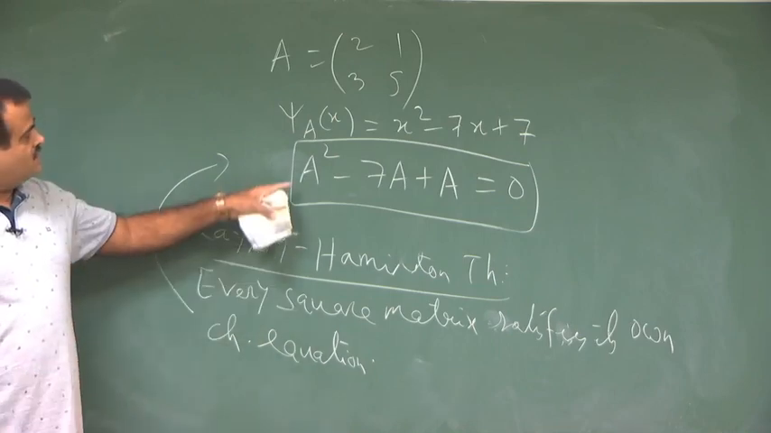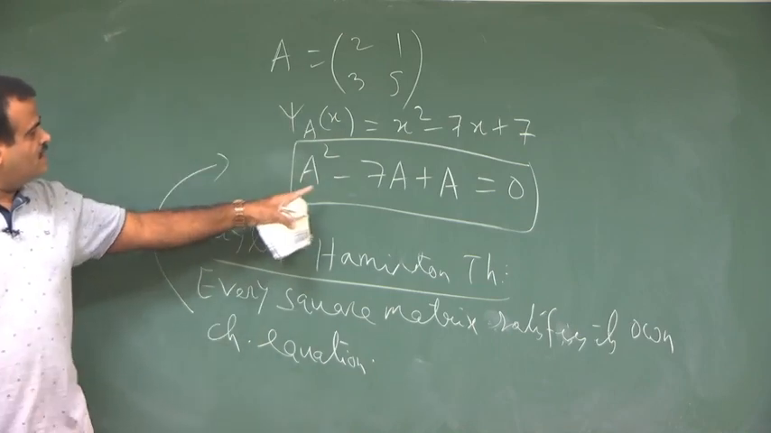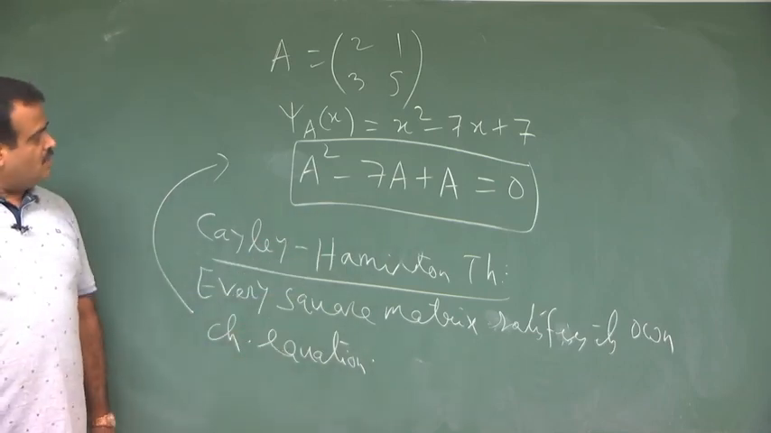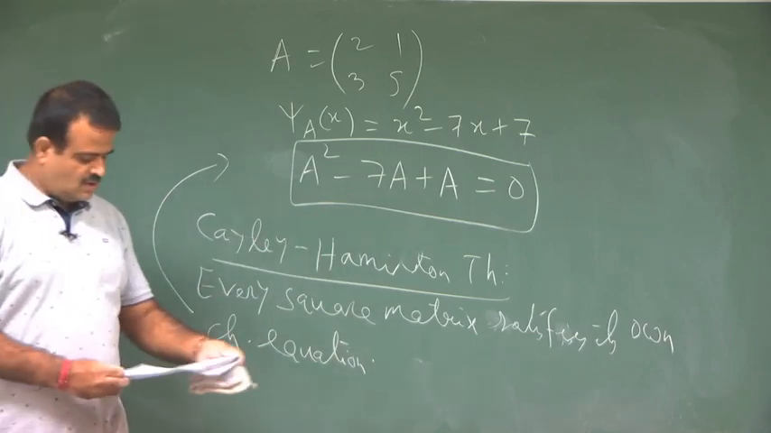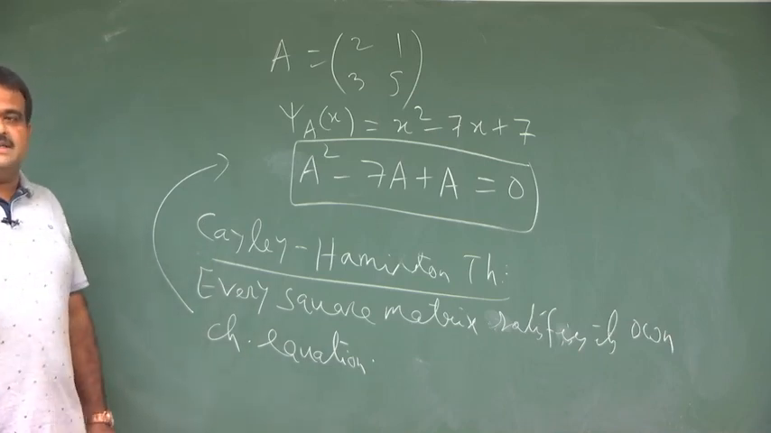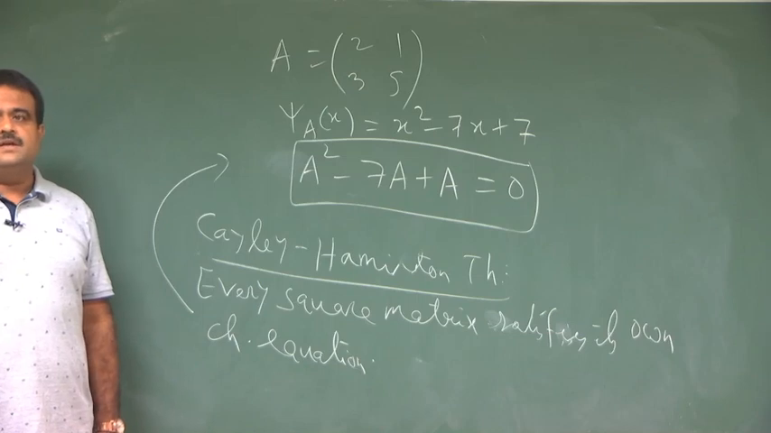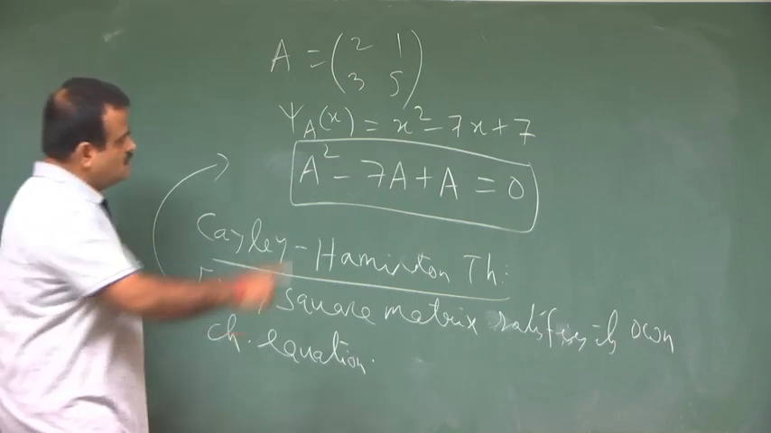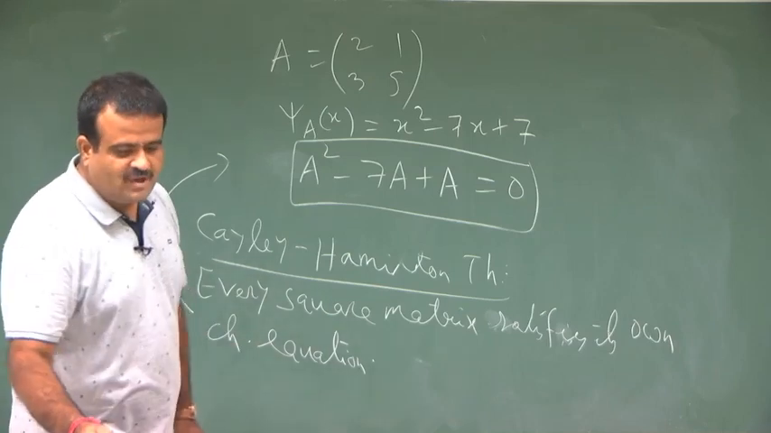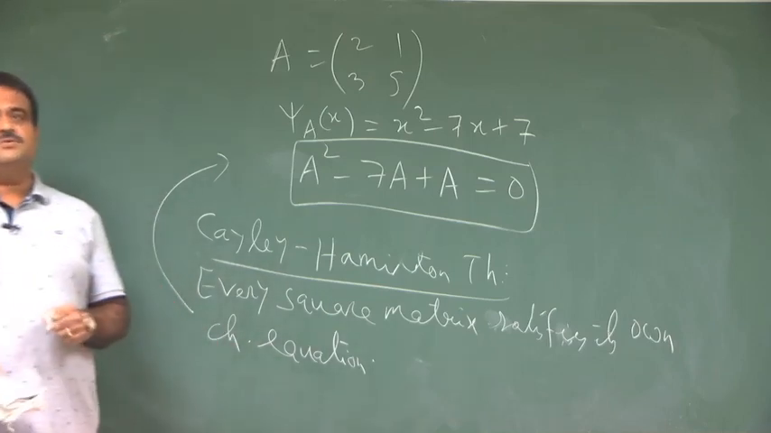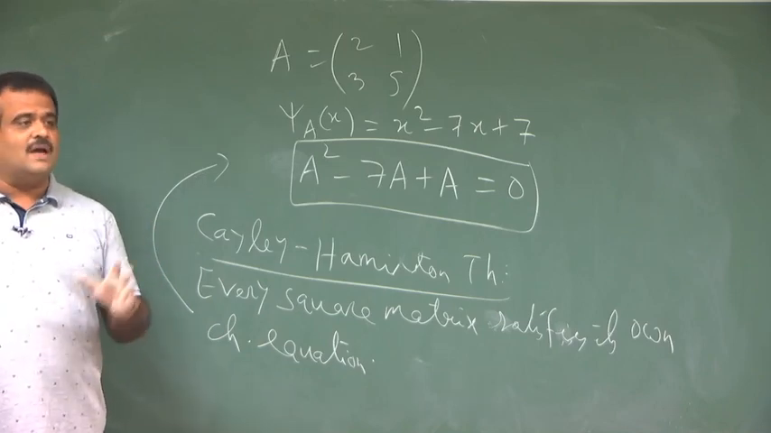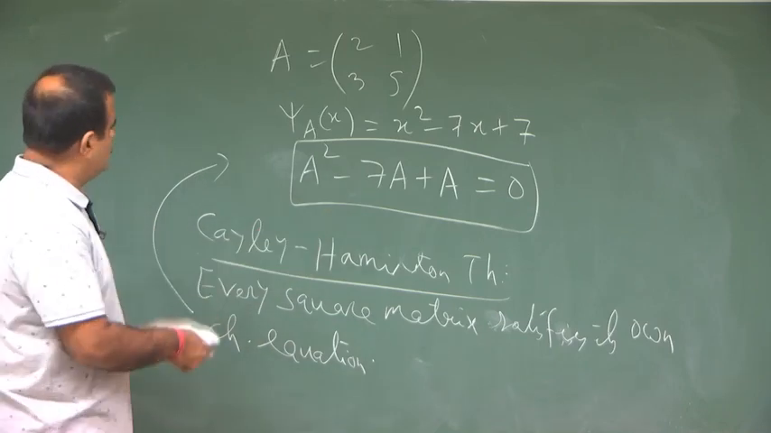We can verify this if we calculate A square, then if we calculate this value, we can easily verify this. But the proof is there, we are not going to prove it. So, this is the Cayley-Hamilton theorem. Every square matrix satisfies its own characteristic equation. So this is the meaning of this. Okay. Now if we have this, it helps us to get some power of a matrix, or the inverse of a matrix.